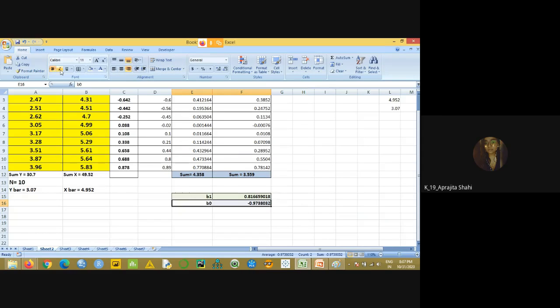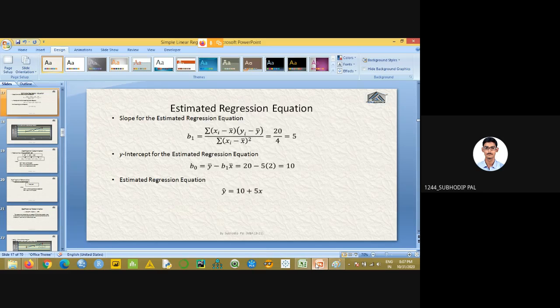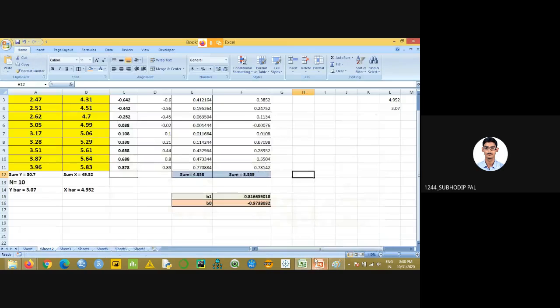Is the value of B naught always negative, or sometimes, or does it show something? No, it depends. There is some significance of getting negative. B naught means what? The intercept, right? It will start from which axis? I mean, which quadrant? Y-axis in the fourth quadrant, right? Negative value. Yeah, fourth, sorry.